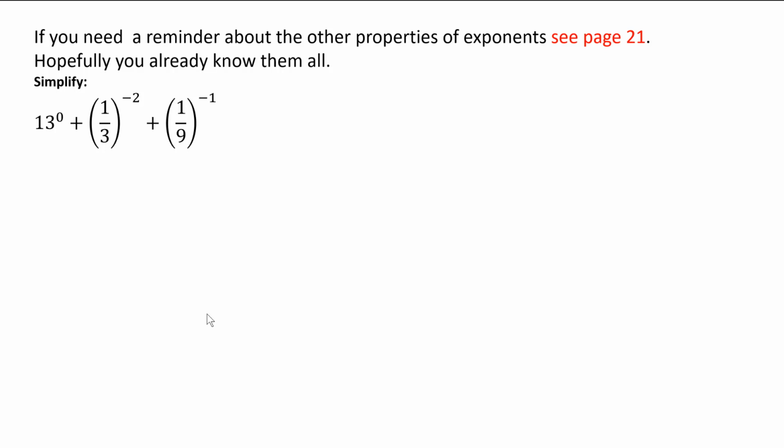So in this problem, 13 to the 0 power is 1. And then we're going to flip those bases and change the sign on the exponents. You've got 1/3, all of that raised to the negative 2 power. So that is equal to the reciprocal of 1/3, which is 3 over 1 squared. So the positive 2 power. And then 1 over 9 to the negative 1 power is 9 over 1 to the positive 1 power. So when you take the reciprocal of the base, you change the sign on the exponent. So this is 1 plus 3 squared, which is 9, plus 9 to the first, which is 9, which is 1 plus 9 plus 9, which is 19.